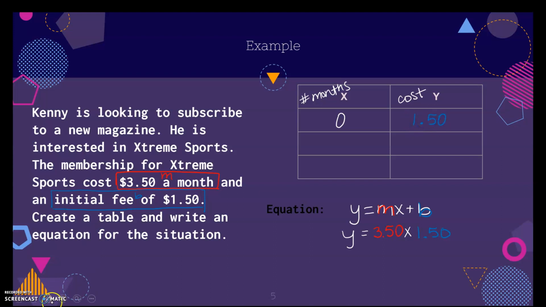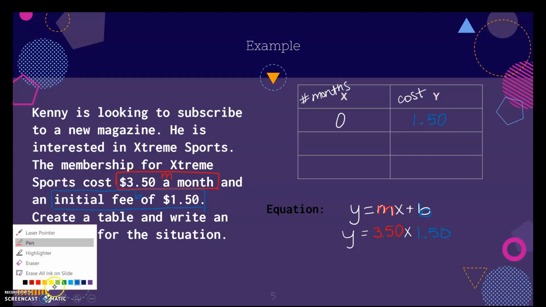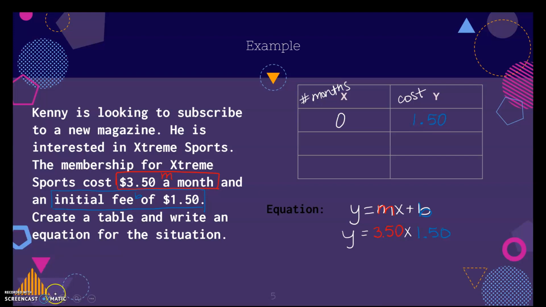Okay. So now let's say I subscribe for 1 month. Okay, so I'm going to take this x and I'm going to put 1 in here for x. So now I have 3.50 times 1 plus $1.50. So 3.50 plus $1.50, well, the 50 cents and the 50 cents make $1. So that's $4 plus 1 is $5. So it's $5 after 1 month.